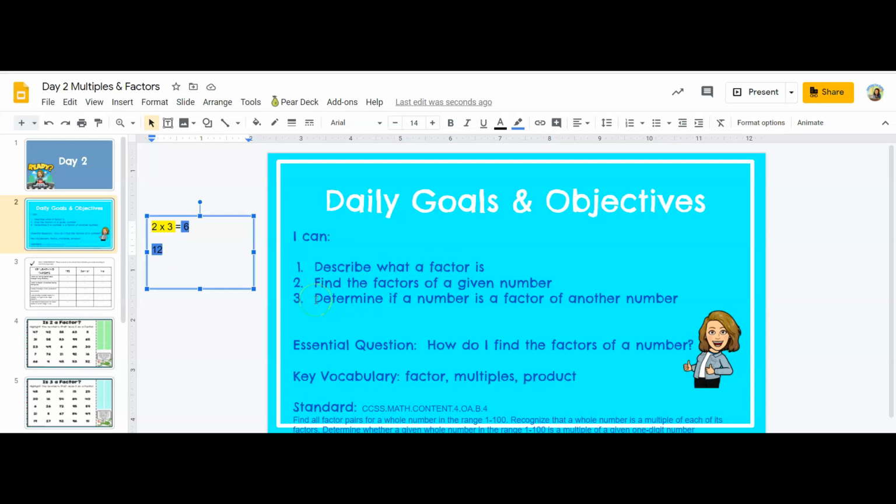Number 3 is asking you to determine if a number is a factor of another number. So is 6 a factor of 12? Yes. So if 6 is a factor of 12, that means 2 is a factor of 12 and 3 is a factor of 12.